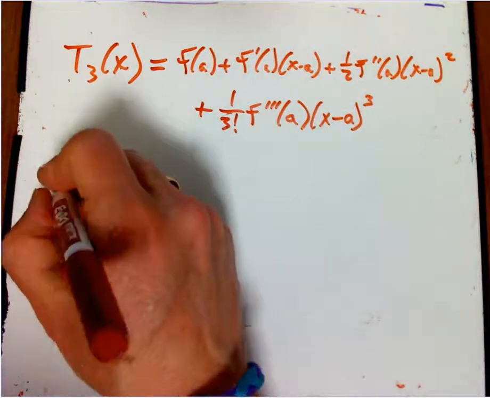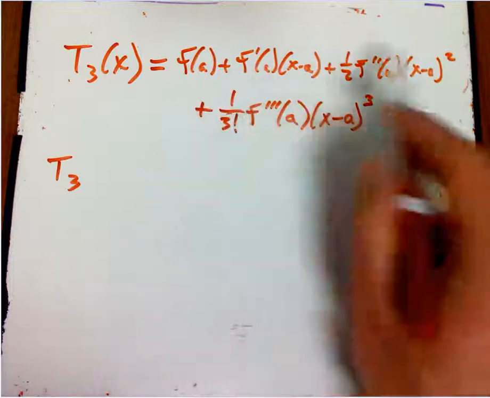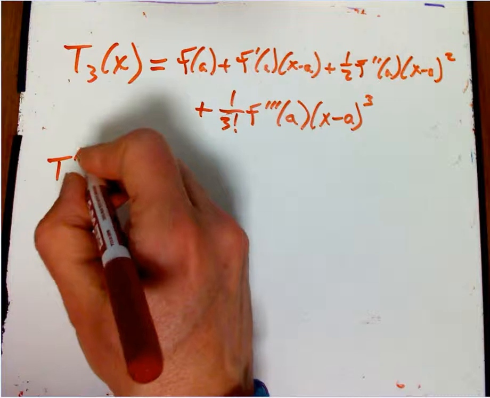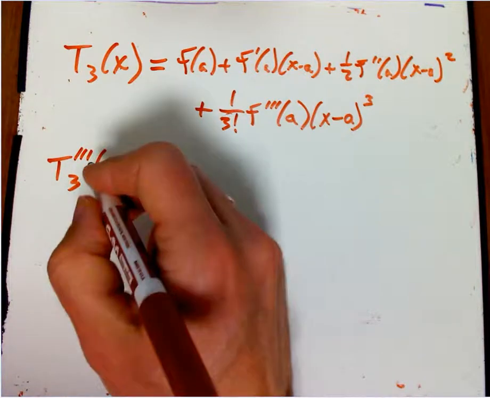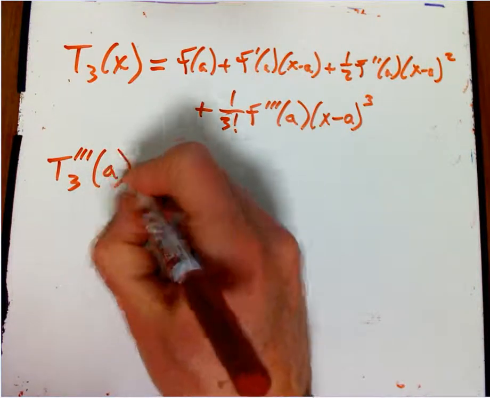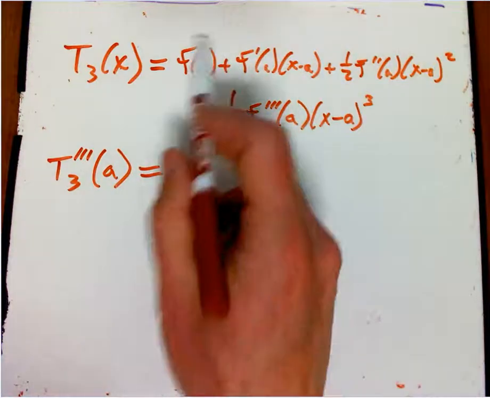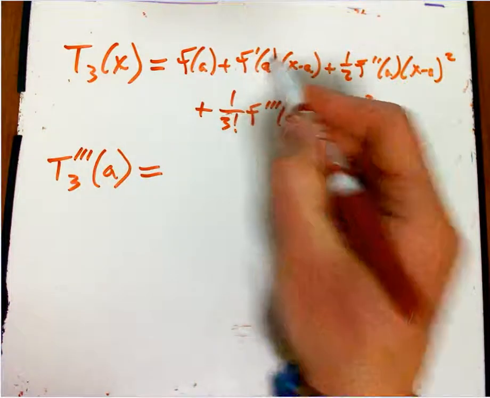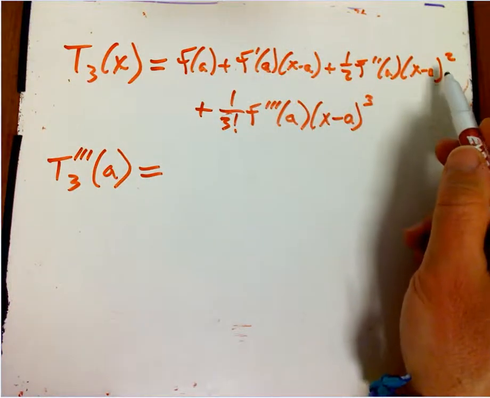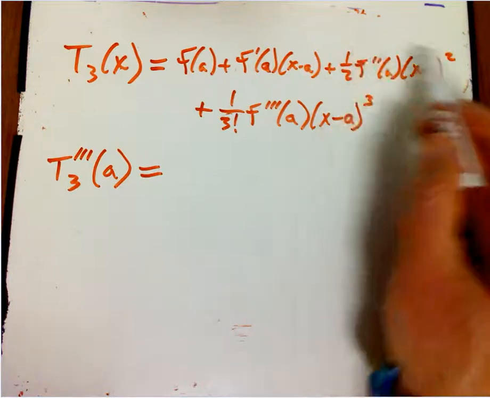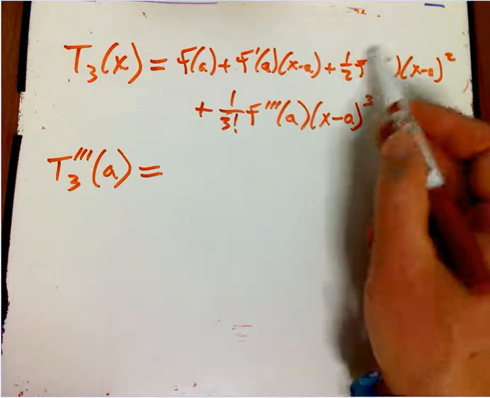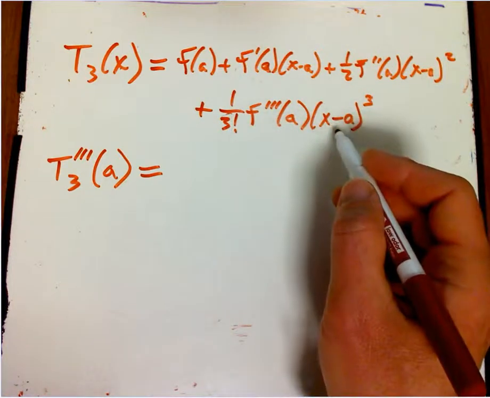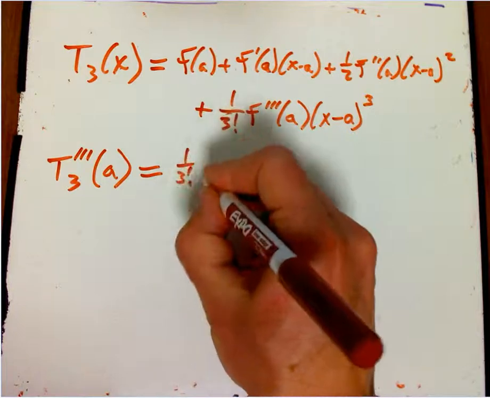Okay, so let's check it. I'm going to assume that you've checked that T3 of A and T3 prime of A and T3 double prime of A all match F, the appropriate quantities for F, and we're just going to calculate the triple prime. Constant, 3 derivatives kills that, long dead. Linear, 3 derivatives definitely kills that. Quadratic, 3 derivatives definitely kills that. That's the new bit. 2 derivatives turns this into a constant, namely exactly F double prime of A. 3 derivatives will kill it. 3 derivatives of this guy, okay, you're going to get that 1 over 3 factorial, F triple prime of A.